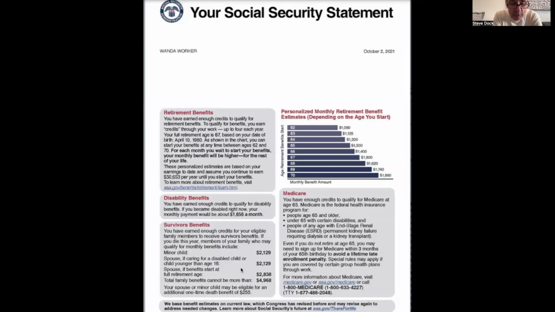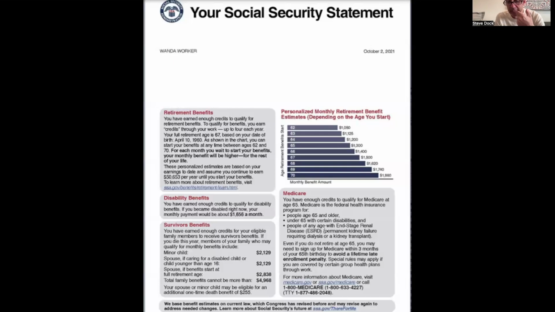If the person who is the earner, so this is my statement. So if I didn't get my Social Security benefits until I was 67, or if I died before 67 and hadn't gone on Social Security yet, my spouse would get 2838 in the scenario, and my total family benefits that would be available would be 4,968. If I should pass away, there's a one-time death benefit, but that's pretty standard. And so that's good to know.